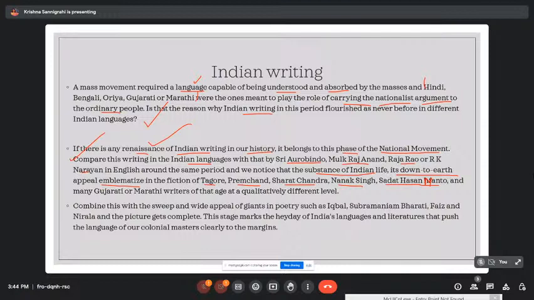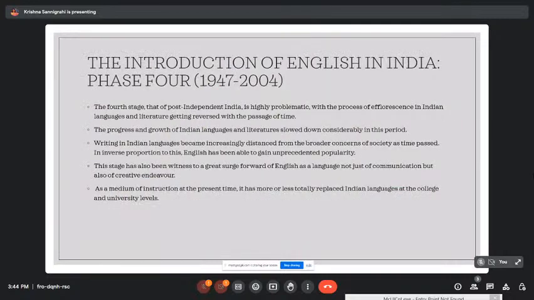And if we combine this with the sweep and wide appeal of giants in poetry such as Iqbal, Subramaniam Bharati, Faiz, and Nirala, the picture gets complete. So this stage marks the heyday of India's languages and literatures that push the language of our colonial masters clearly to the margins. Then comes the introduction of English in India, which is phase 4.